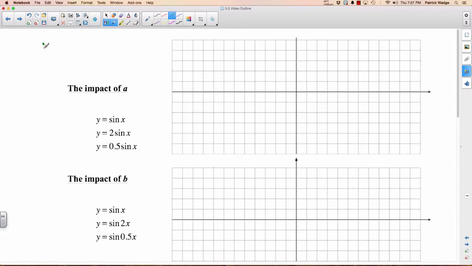Just to remind you, we're kind of comparing them to y equals sine x. And what we're going to do is we're going to put an A value in here and see what effect it has, and we're going to put a B value in there and see what effect it has. So we're going to start with A. So what we're going to do is we're going to graph these three functions right here. We'll put them in the same graph, and we'll see what they look like.